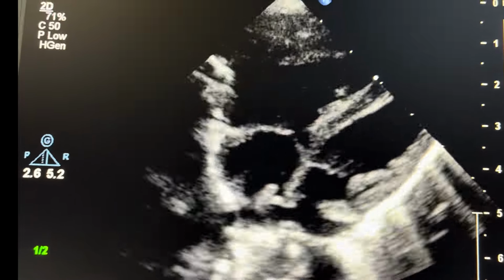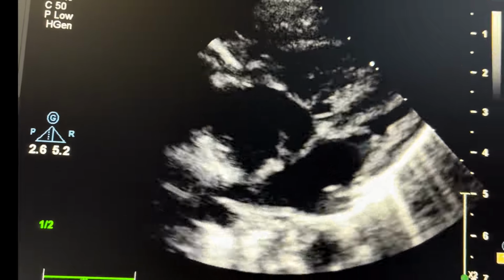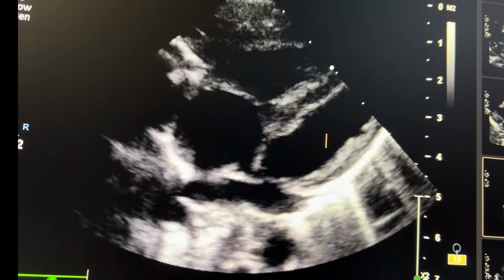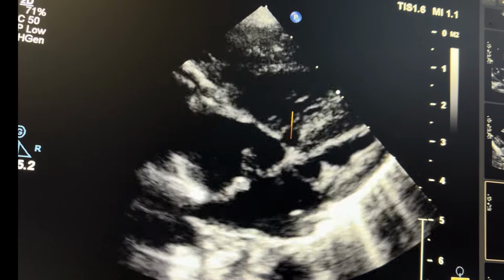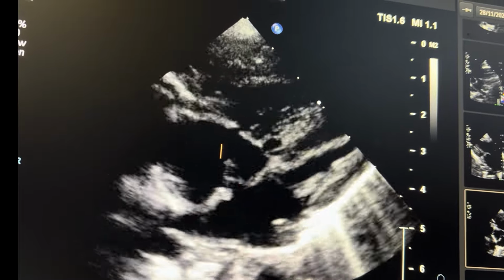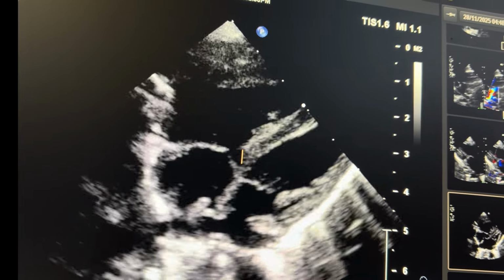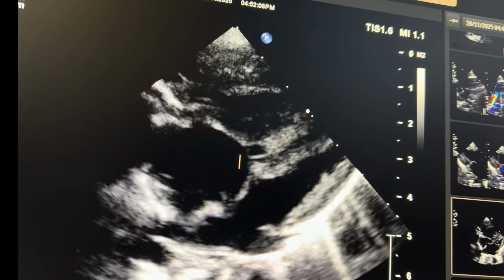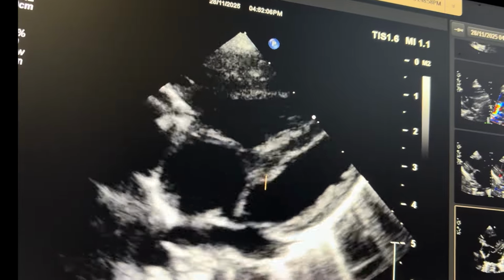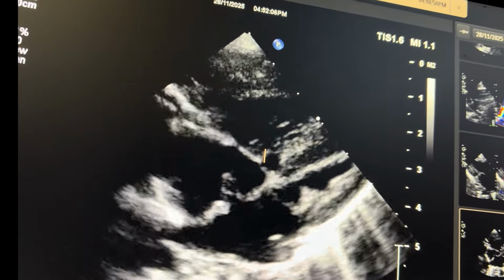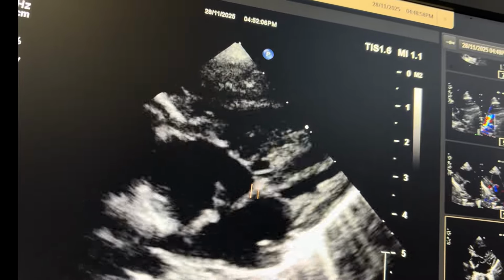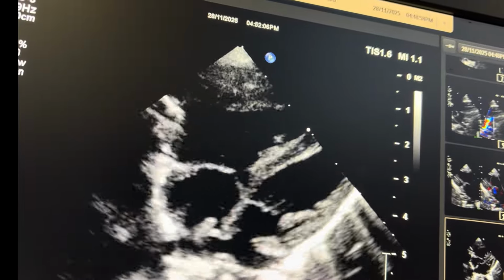This is the case of transposition of the great arteries. You can see in this image, this is the left atrium, this is the left ventricle, this is the right ventricle. The right ventricle is directly opposite the left ventricle. At the same time, the tricuspid valve is more apically situated, which is normal. It means the right atrium is connected to the right ventricle, and the left atrium to the left ventricle. So this is atrioventricular concordance.